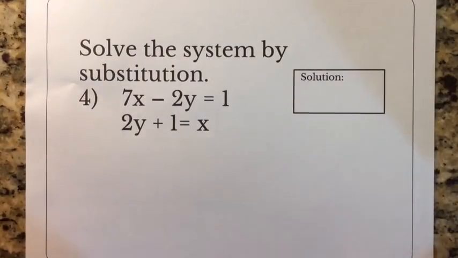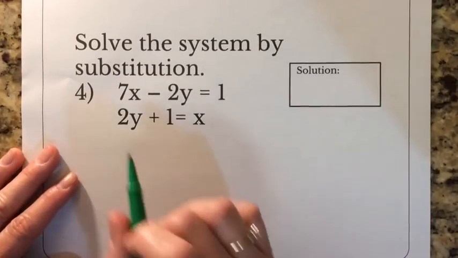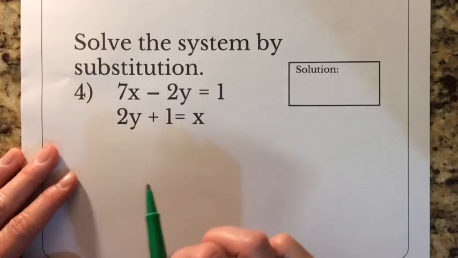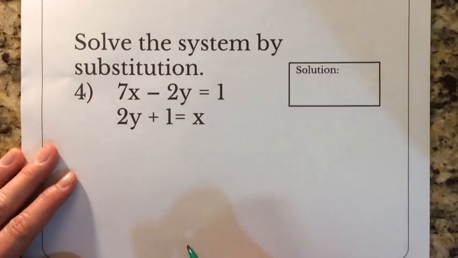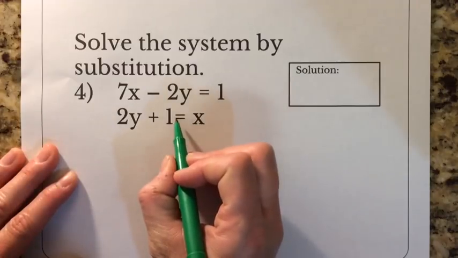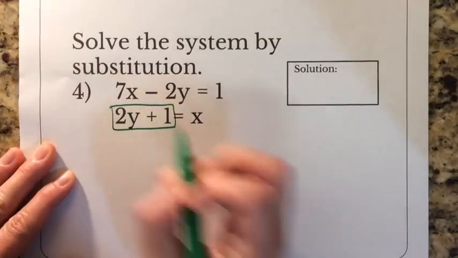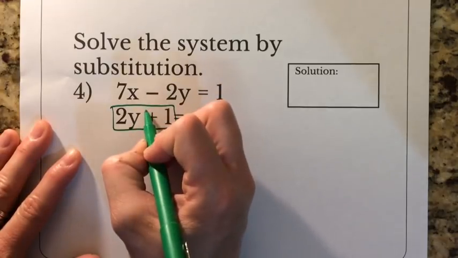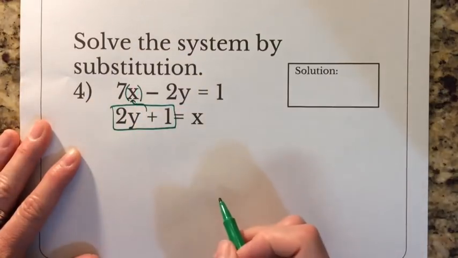All right, let's take a look at number 4. So take a look at both equations and determine which one of the equations is already solved for the x or the y. So which one says x equals or y equals, where we could box up an expression or package. Do you see it in the second one? This one says x equals this expression right here. So if x is equal to 2y plus 1, then I should be able to take the 2y plus 1 and substitute it right in here for x.